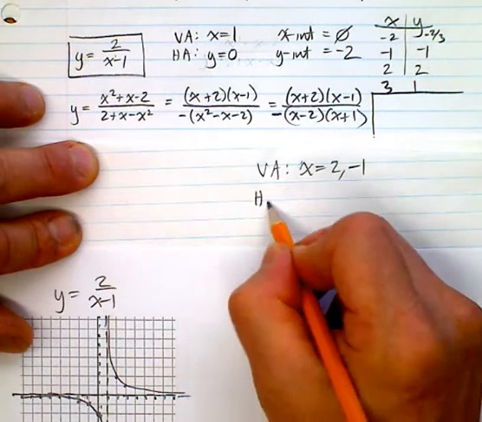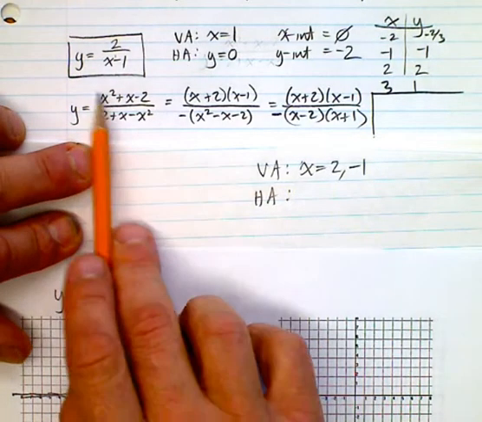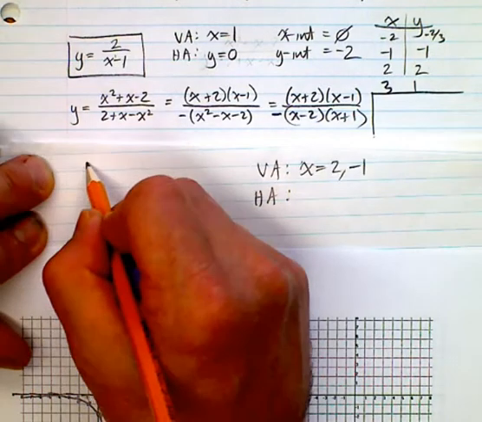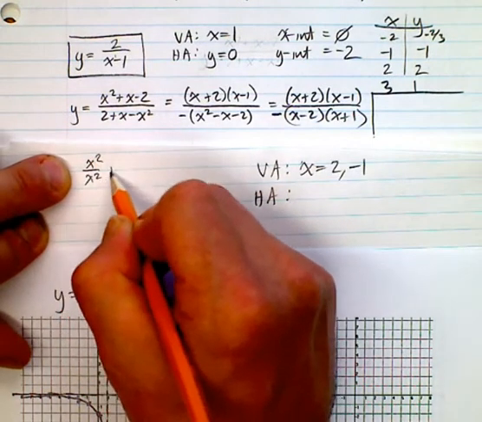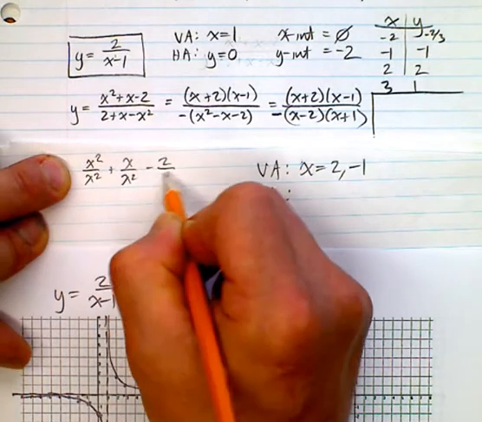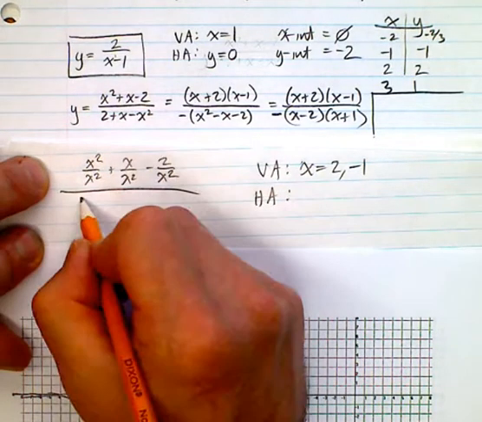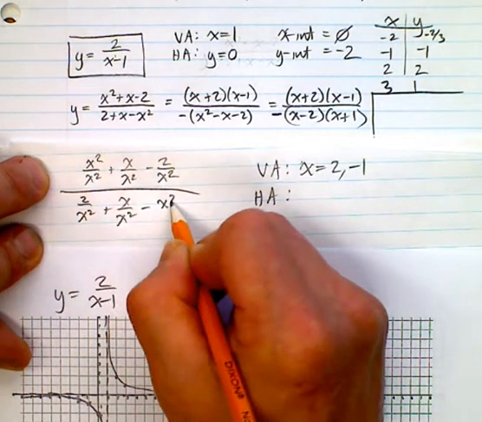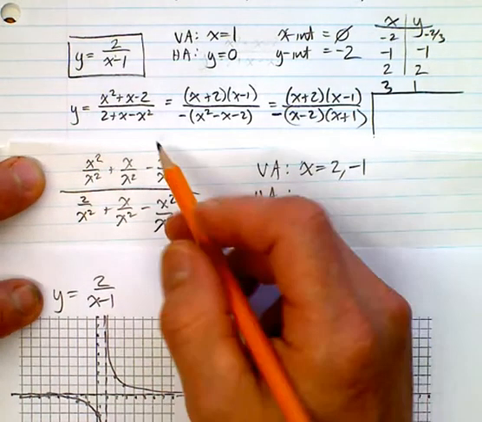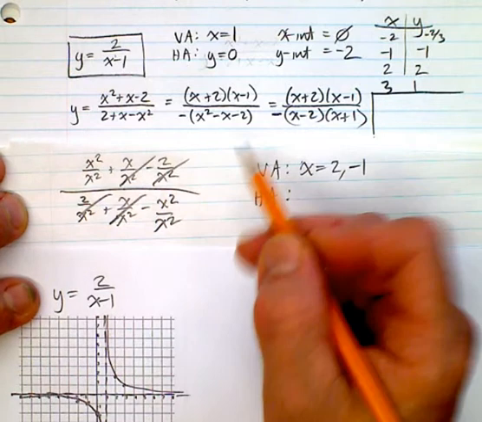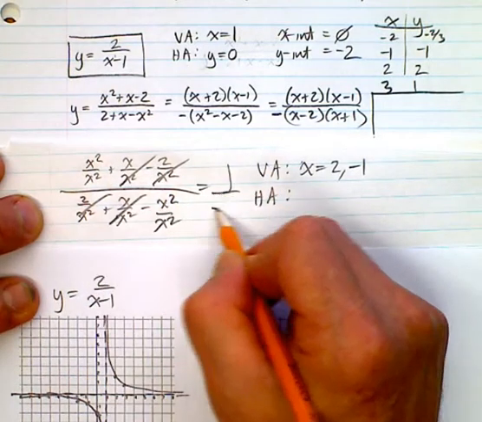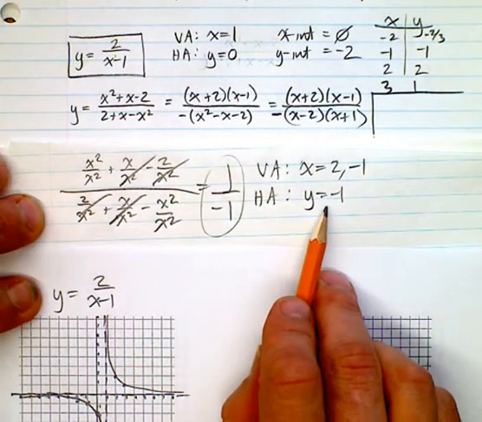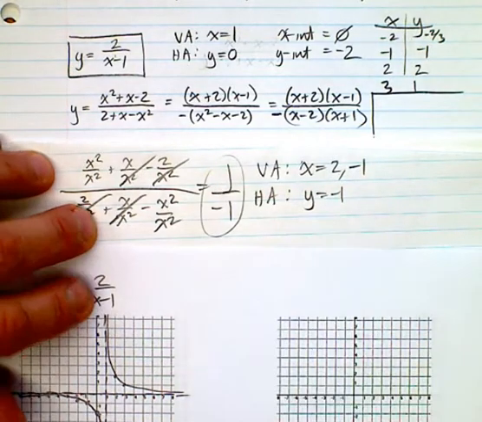For your horizontal asymptote, since the degree is the same, how about we divide everything by x squared? So x squared over x squared, plus x over x squared, minus 2 over x squared. The idea is that the terms with x in the denominator all go away. You end up with 1 over negative 1, so you have negative 1 as your horizontal asymptote.